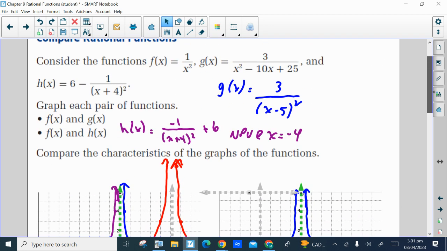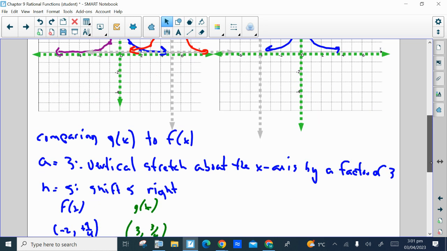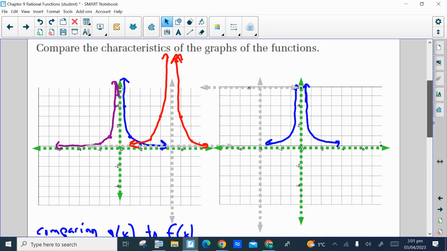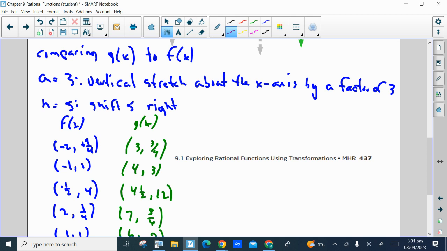The other way of looking at it is that +6 on the end is going to shift the whole thing up 6 units. So instead of having your horizontal asymptote on the x-axis, the line y equals 0, it'll be shifting up 6 units to y equals 6. Okay, so let's get our points for h at x. And we're going to be coming from f, right? We're coming from f.